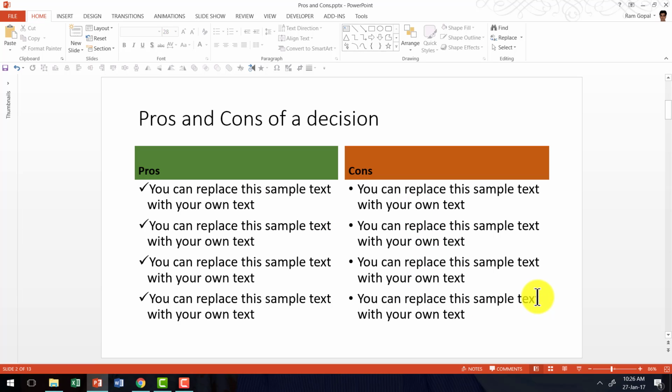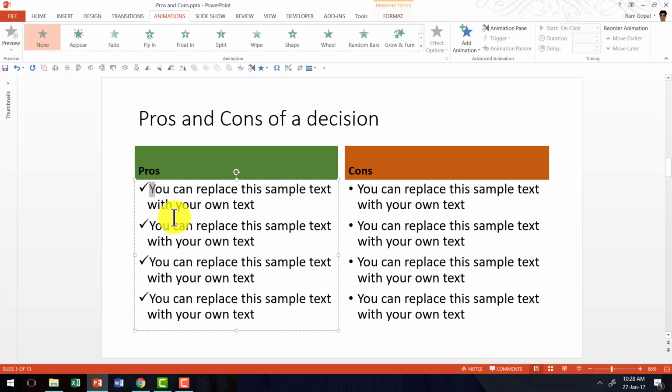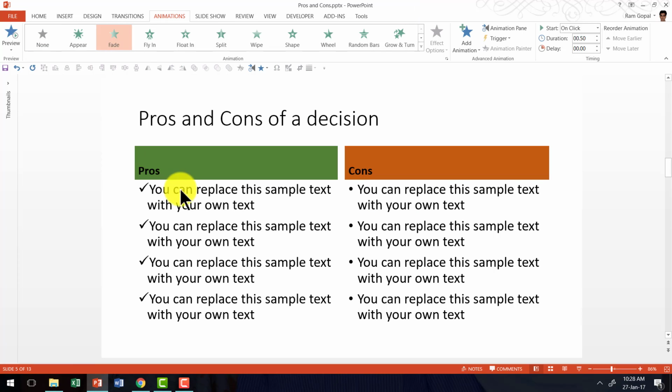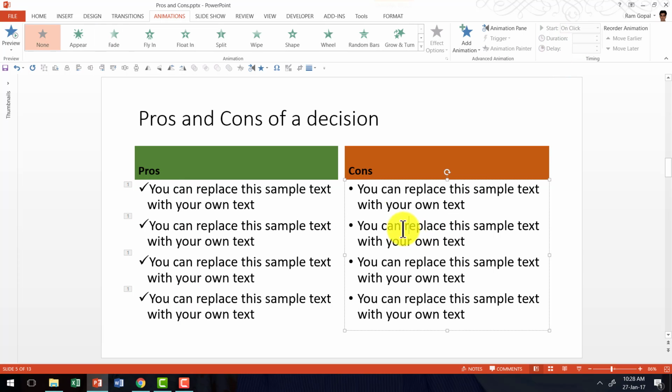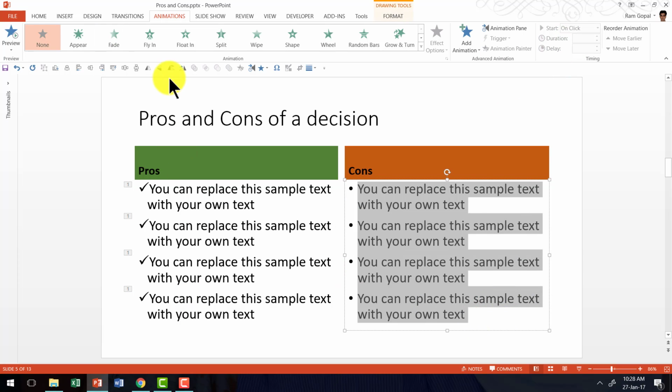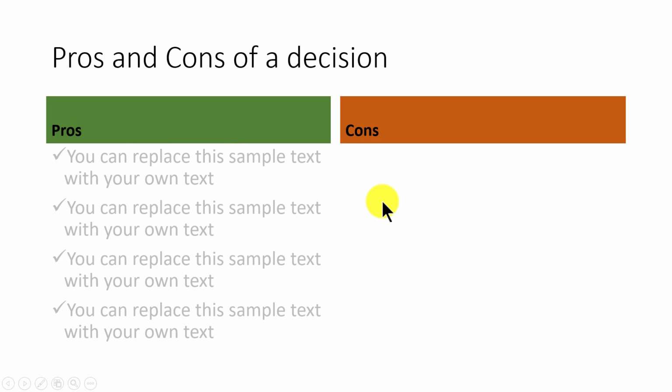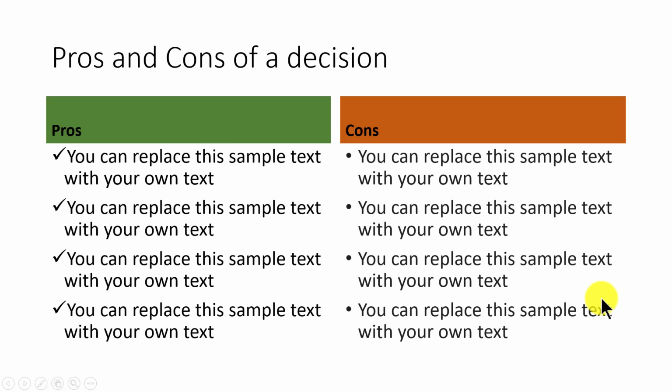Now, the next idea to improve the pros and cons slide is to add animation, so we have each of these text boxes coming on a click. So first, I'm going to select all the bullet points here, and I'm going to add animation called fade. So as you can see here, fade appears on a click. Then I'm going to select all the bullet points here in the cons, and I'm going to apply an entrance animation called fade. So if I go to slideshow mode, pros will all come together and cons will all come together.